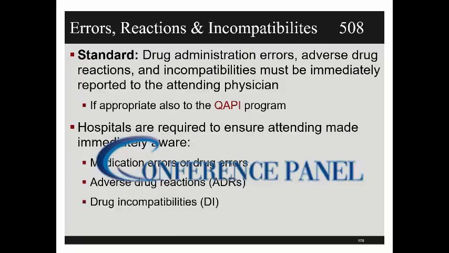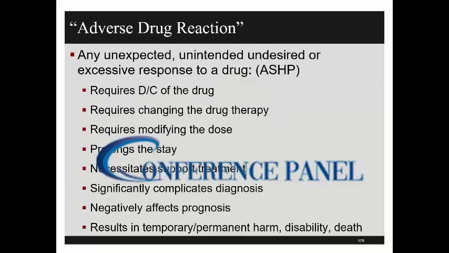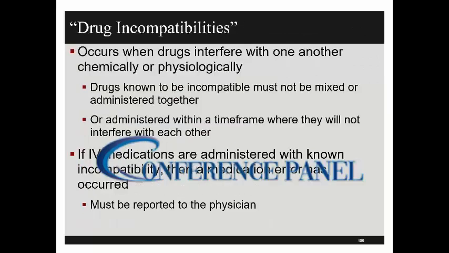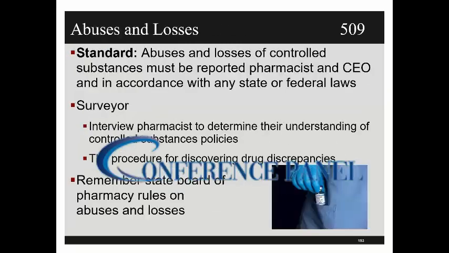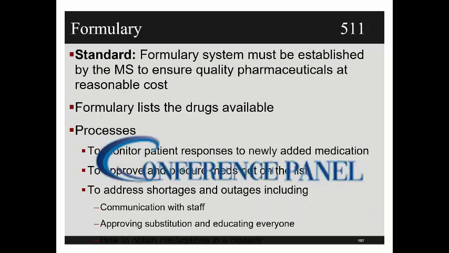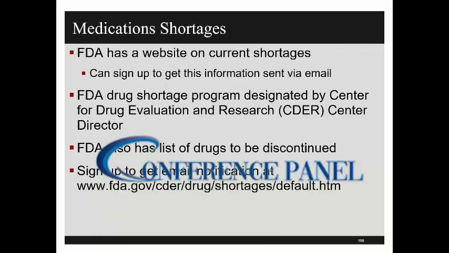What about errors, a reaction, or incompatibility? Adverse drug reaction is the unexpected, unintended, or undesirable excessive response to a drug. And then we have our incompatibilities, when the drugs interfere with each other. You have to have policy and procedures on reporting errors and events and incompatibilities, over to abuses and losses. And then, yes, we're almost finished here. We've got a formulary. That system must be established by the medical staff. FDA has a website on shortages. They have a shortage program that is available, and it has a list of those drugs to be discontinued.